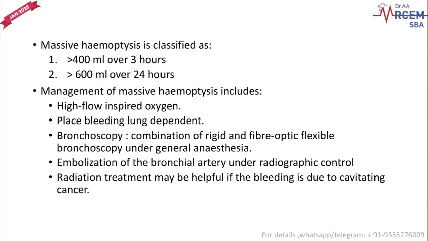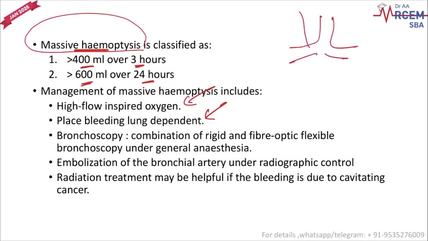Treatment plan. First thing is, when do we call it a massive hemoptysis? If he has coughed up more than 400 ml in the last 3 hours, or more than 600 ml in the last 24 hours, then you call it a massive hemoptysis. Management plan: correct him on high flow oxygen. Place the bleeding lung dependent.